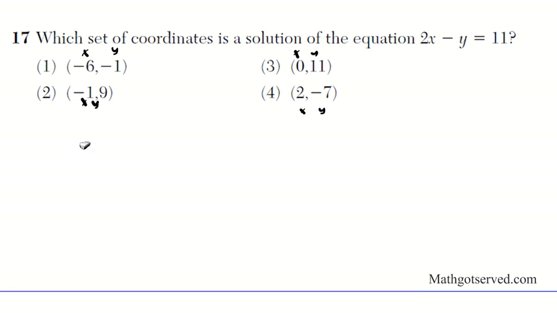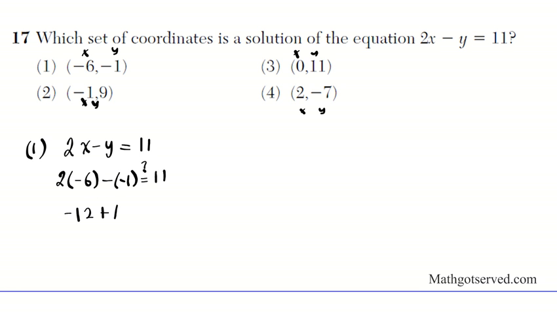Okay? So let's start with option 1. So let's test 1. 2x minus y equals 11 is what we're plugging it into. So we're going to have 2 times negative 6 minus negative 1. Is it equal to 11? Simplify the left side using order of operations. Please excuse my dear Aunt Sally. Negative 12 plus 1. Is it equal to 11? Negative 12 plus 1 is negative 11. Is it equal to 11? No. So you got to be careful. When the signs are different, you always have to subtract and keep the sign of the bigger one. That's why I have negative 11 here.